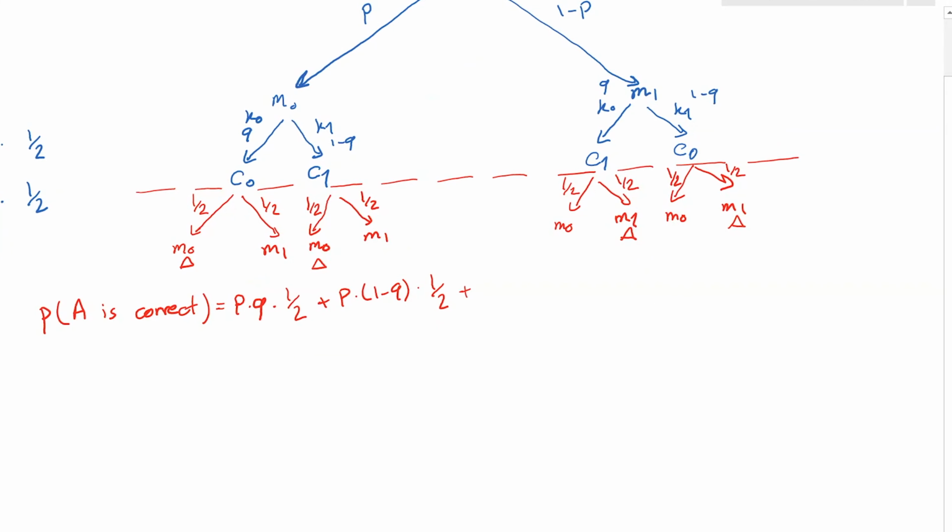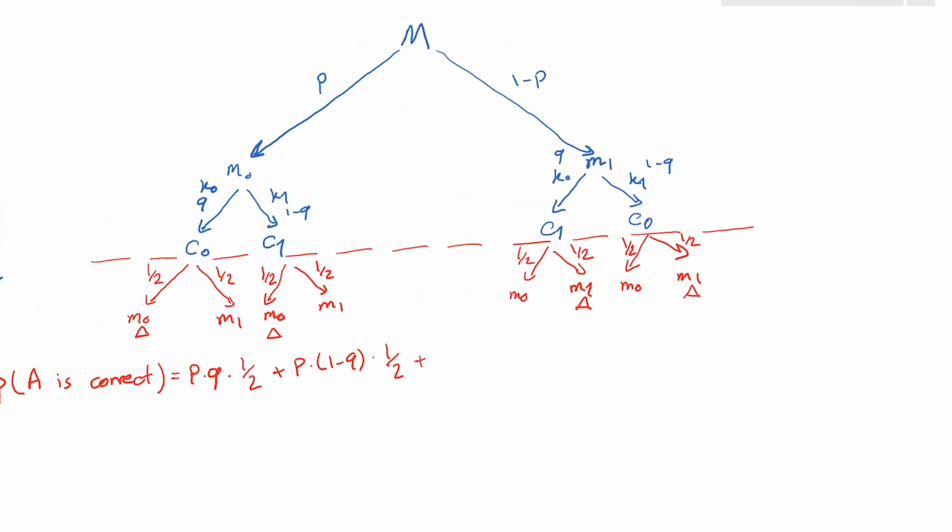And then we follow with the other branches. So over here, this branch happened to be the correct answer. So we have 1 minus P, and then we have Q, and then we have a half. What is the probability that the last branch is correct? With probability 1 minus P, message M1 was chosen. Then with probability of 1 minus Q, the key was chosen. And then with probability of half, the adversary correctly guessed that the message is M1, right?